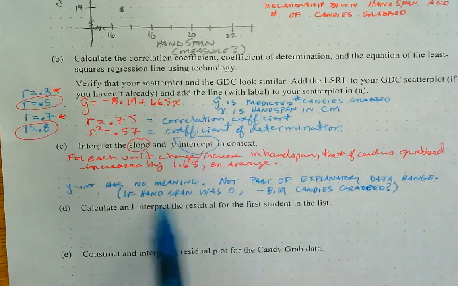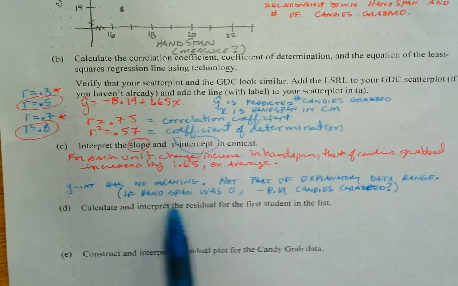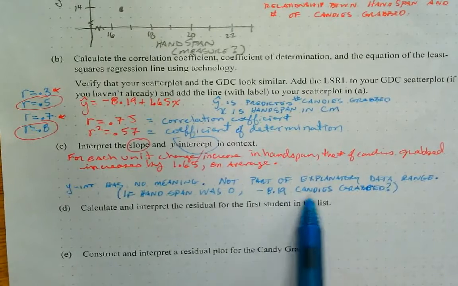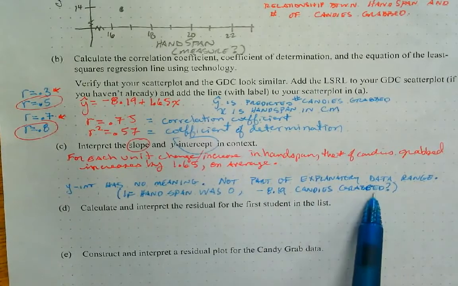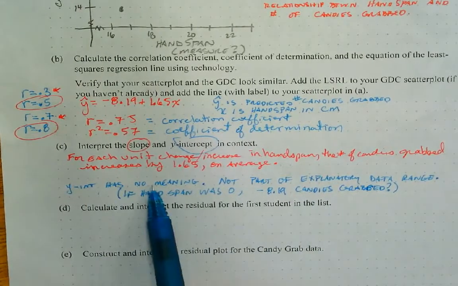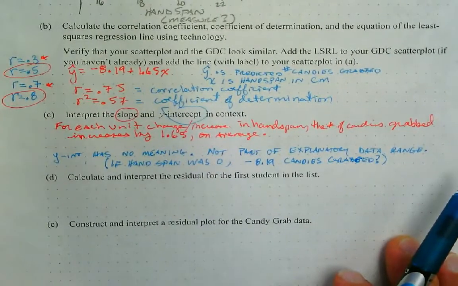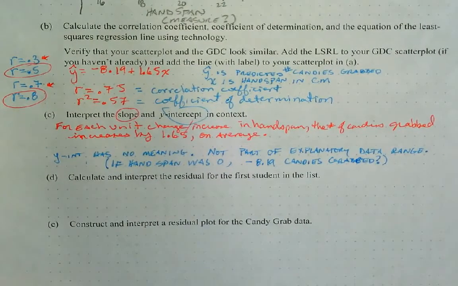And if we actually think about how to say it, if the handspan was 0, negative 8.19 candies grabbed, that makes no sense. So in this situation, the y-intercept has no meaning. Okay. What about the calculation and the interpretation of the residual for the first student in the list?